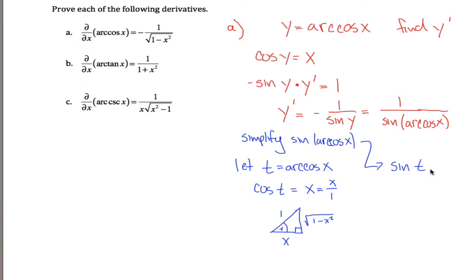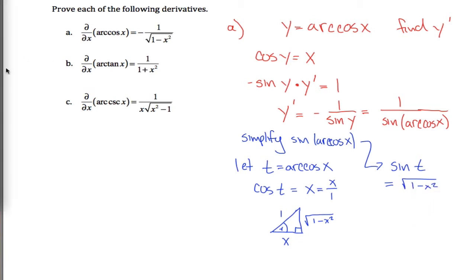I know that that's sine of t, and if I look at this picture right here, I can say what sine of t is. Using SOHCAHTOA, sine of t is opposite over hypotenuse. So sine of t is just the square root of 1 minus x squared.